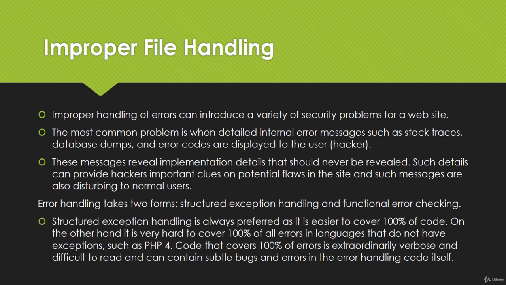Such details can provide hackers important clues on potential flaws in the site, and such messages are also disturbing to normal users. For example, if a hacker is trying to inject an SQL query in the website and somehow he gets to know about the database name, then he can extract data easily. Error handling takes two forms. One, structured exception handling, and second, functional error checking.